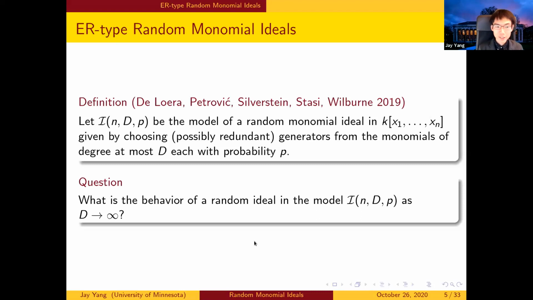And then we ask, what is the behavior of a random ideal in this model as d goes to infinity? Here, the parameter that we're going to care about going to infinity is d. You could ask about what happens as n goes to infinity as well, but in this case, we've chosen to ask what happens as d goes to infinity. And then, of course, p will be a function of d and will depend on d.